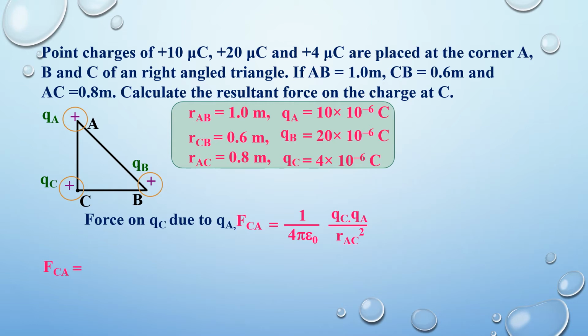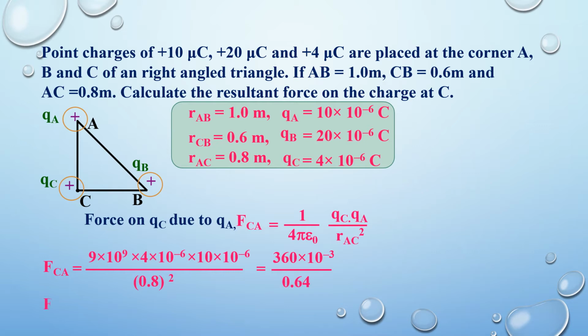I get FCA is equal to 9 into 10 to the power of 9 into 4 into 10 to the power of minus 6 into 10 into 10 to the power of minus 6 divided by the square of the distance, which has to be 0.8 the whole square. On simplifying, this gives you a value which is 360 into 10 to the power of minus 3 divided by 0.64. Hence you get the force between C and A equal to 562.5 into 10 to the power of minus 3 Newton.